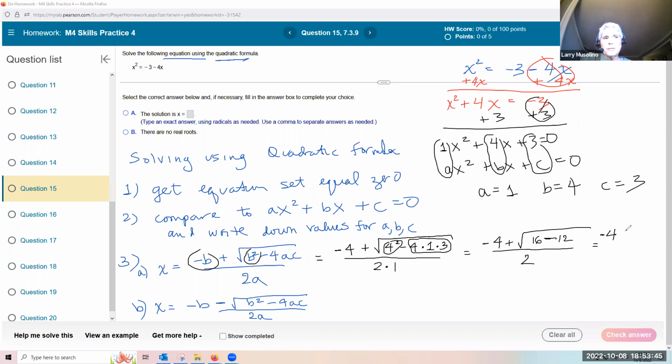So this is going to be negative 4 plus the square root of 4 over 2. But the square root of 4 is a 2. So we're going to end up with negative 4 plus 2 over 2. On the top here, I have negative 4 plus 2. That's a negative 2. Negative 2 over 2 equals negative 1. So here's our first answer, negative 1.